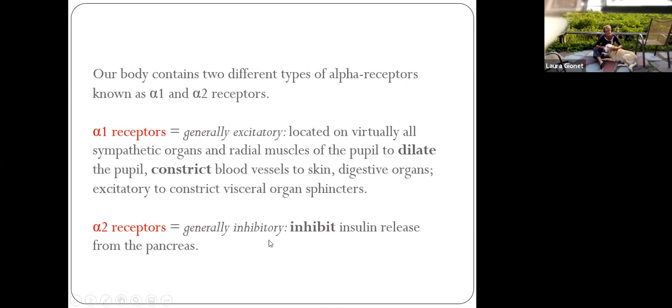Alpha 2 receptors are generally inhibitory. They inhibit insulin release from the pancreas. This will become more relevant when we get into the autonomic nervous system and the endocrine system in AMP2, when we're looking at how we regulate blood glucose levels. But when we're in sympathetic mode, remember, this is all about sympathetic mode and running like hell, we will inhibit insulin release. We're going to leave that glucose out there, to be available to be taken in by skeletal muscle.